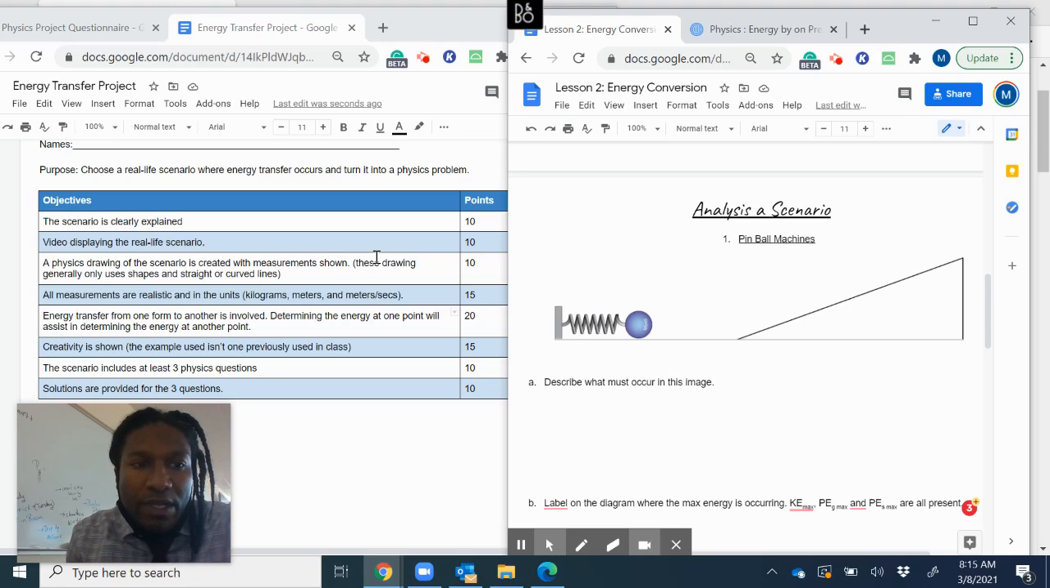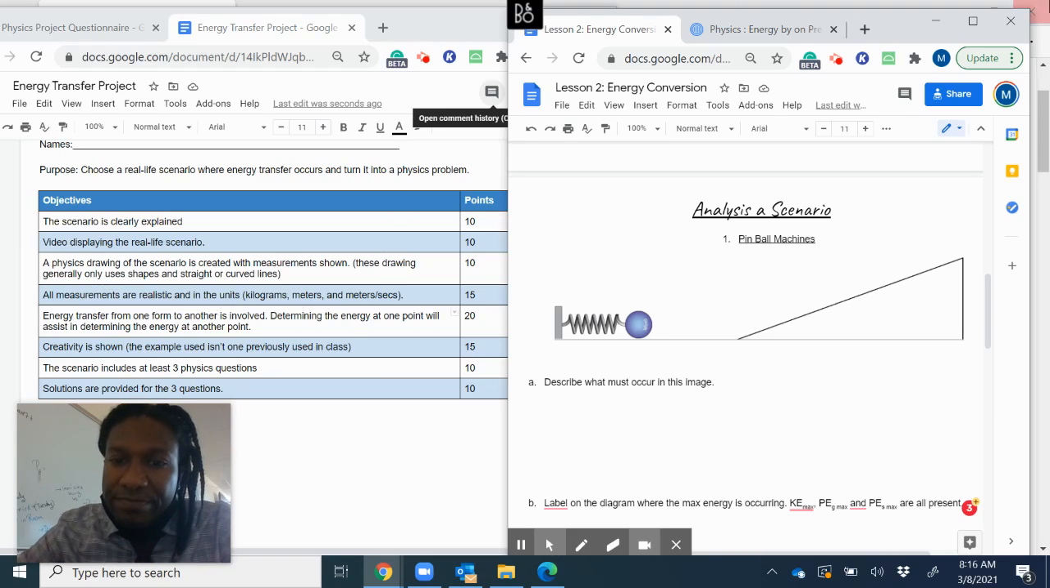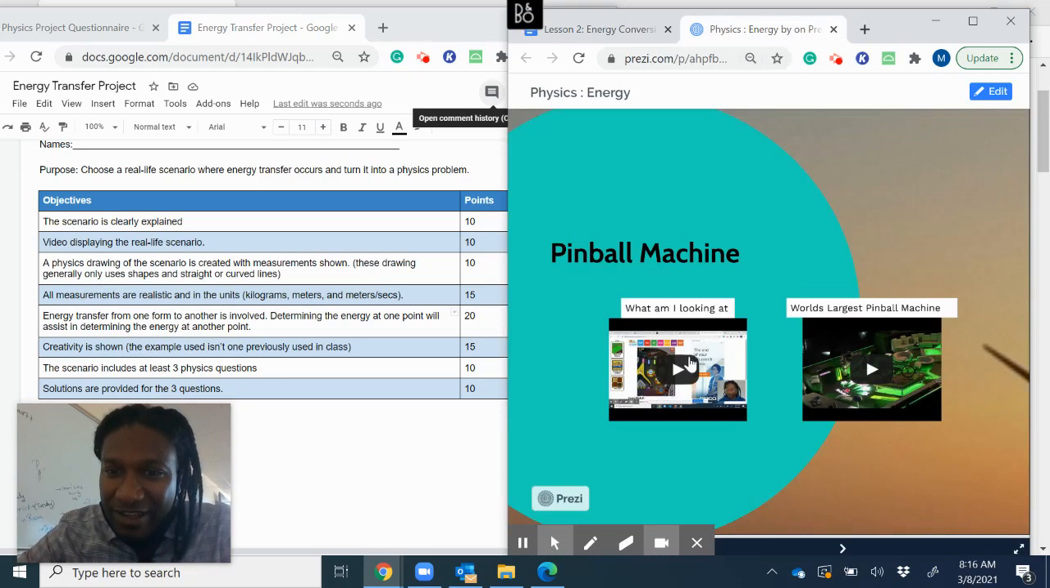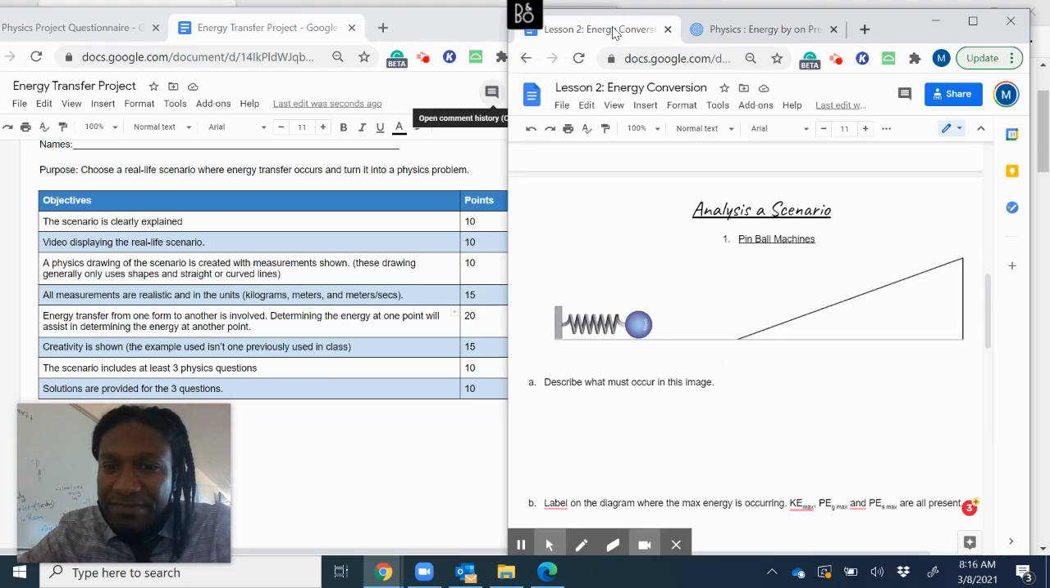So the scenario is clearly explained. That could be something that you do written. That could be something that you do using a video like I'm using, like maybe you want to use Screencastify and you explain your video verbally. You have some options there. And I did that with the pinball machine. I explained what the scenario was and what was going on.